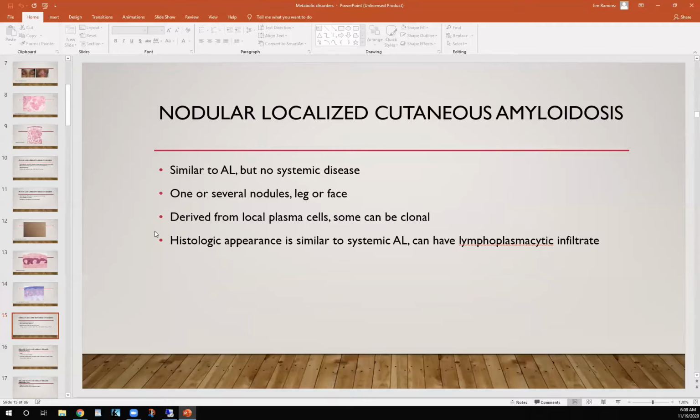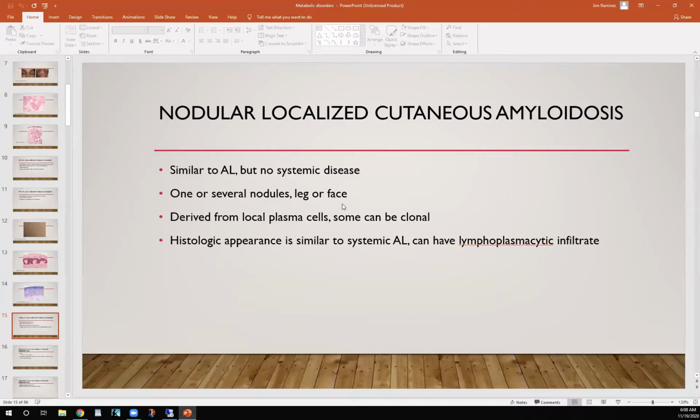So there's one particular variant that's kind of interesting, this nodular localized cutaneous amyloid, which if you showed a biopsy of this, it'd be very difficult for me to tell the difference between that and other systemic types of amyloid. And it's in contrast to primary cutaneous, the ones I just showed you, which as you saw are much more limited in extent. So these are similar to AL, but no systemic disease, as the name implies, localized cutaneous.